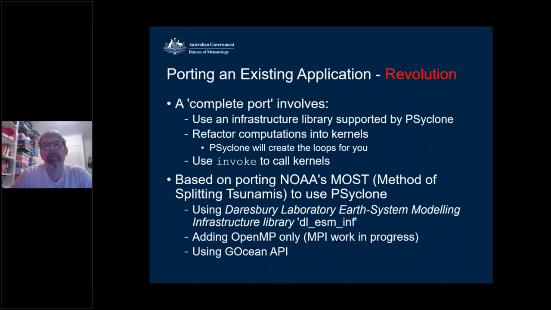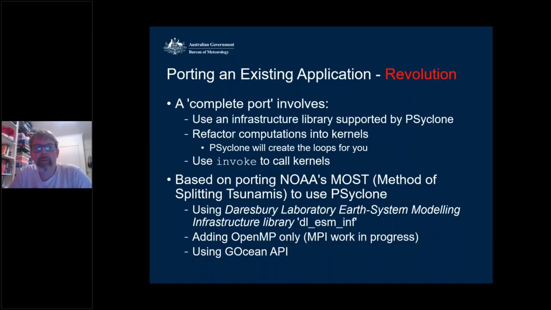I did a step-by-step change, or refactoring, of an existing program to use PSyclone, to really use PSyclone kernels and optimize with OpenMP using PSyclone transformations. So this complete port involves using an infrastructure library that is supported by PSyclone. The infrastructure library basically gives us a communication layer and a field type, so basically a replacement of an array. I refactored the actual computations into PSyclone kernels and removed the loops, because PSyclone will create the loops for you. And then I use Invoke to actually do the calls.